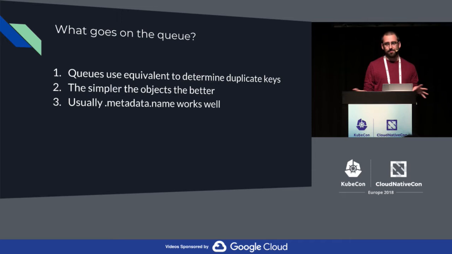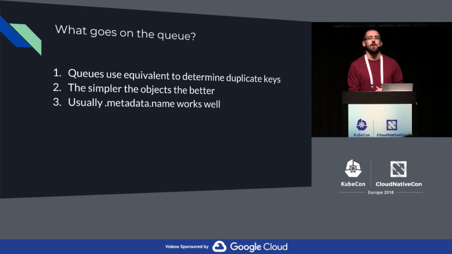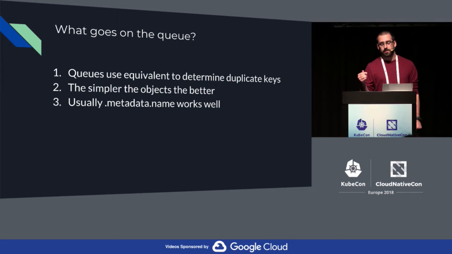And the simplest key that we've been able to find that works reliably is actually just the metadata.name. We've tried other things like the UID, the revision and UID, but really they kind of throw away a lot of the guarantees of the queue. It won't stop you from doing this, but just try not to, because the queues work way better when you're using something that doesn't change every time you try and process an item.